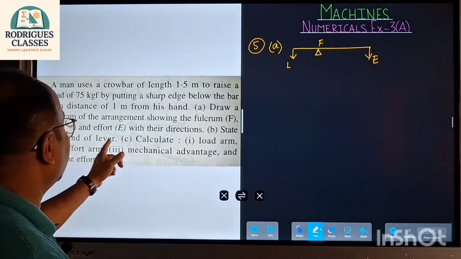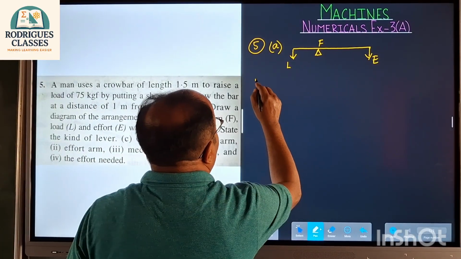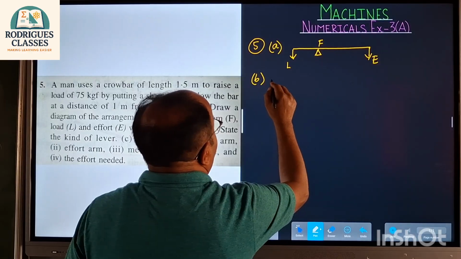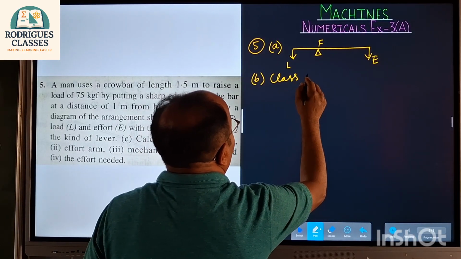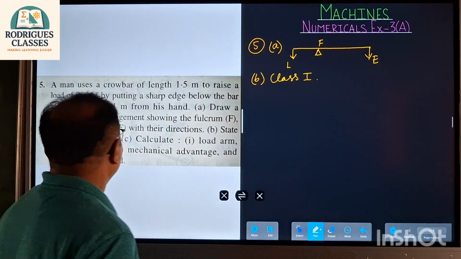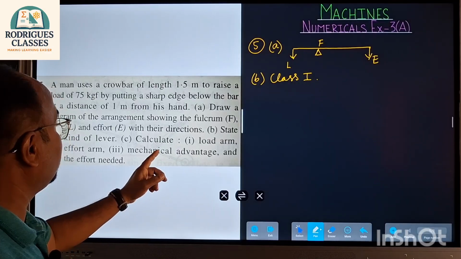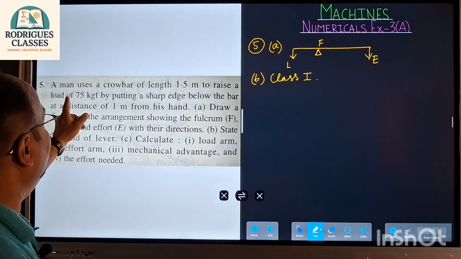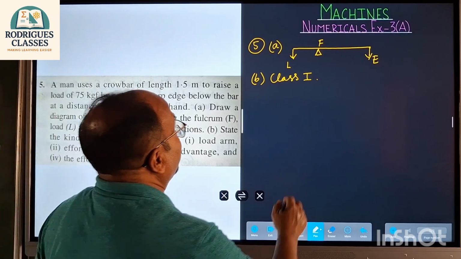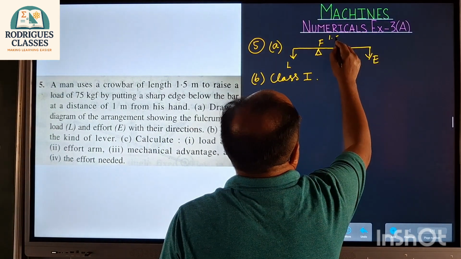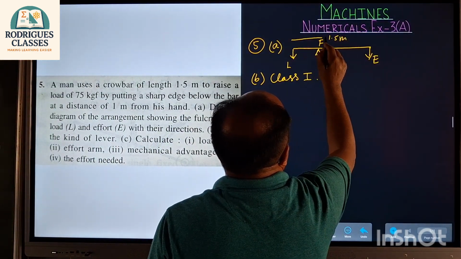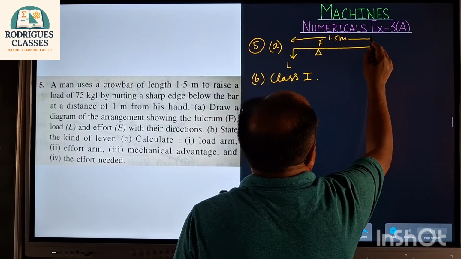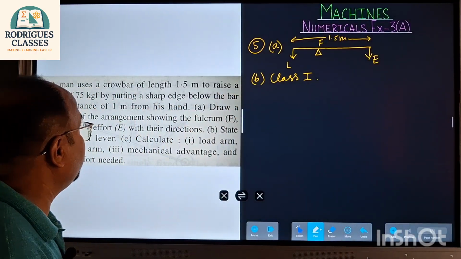Okay. State the kind of lever it is. So B part, class 1 lever it is. Then coming to the C part, we will see all the values. But before that, let us put all the values which are known. A crowbar is of 1.5 meter. So 1.5 meter. This completely is 1.5 meter.